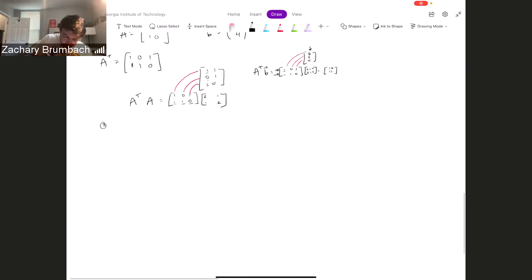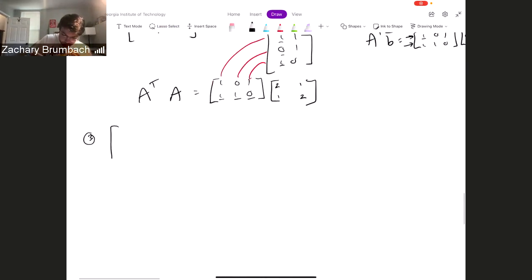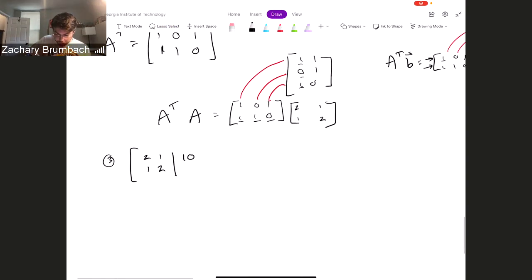Now I go to step 3, which is we solve A transpose A augmented with A transpose B. Row reduce it, solve for everything. We're going to get the identity over here, [1, 0; 0, 1], augmented with (3, 4). This is some row reduction stuff. It's been a while, but this is still important to know.